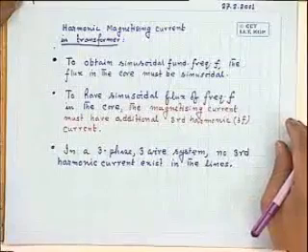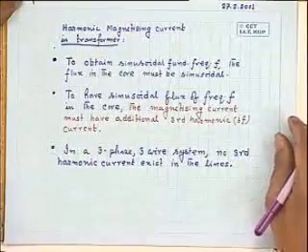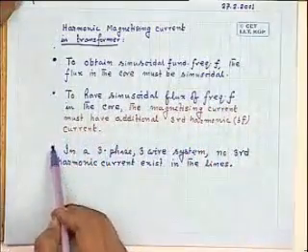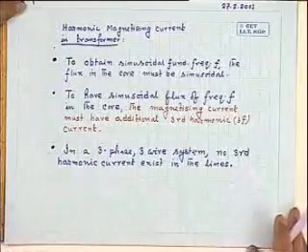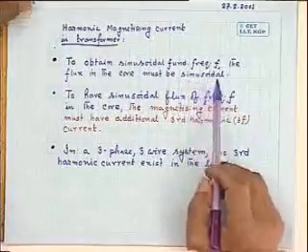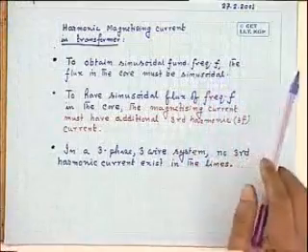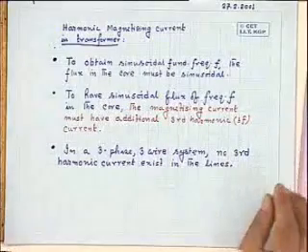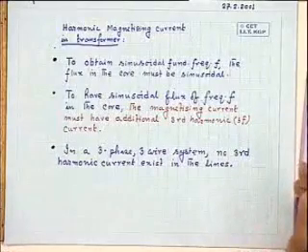So we were discussing the third harmonic magnetizing current and its necessity in a transformer to make the flux sinusoidal in the core. Just to highlight the points we discussed last time, you should remember that to obtain a sinusoidal induced voltage, the flux in the core of the transformer must be sinusoidal of one frequency f.